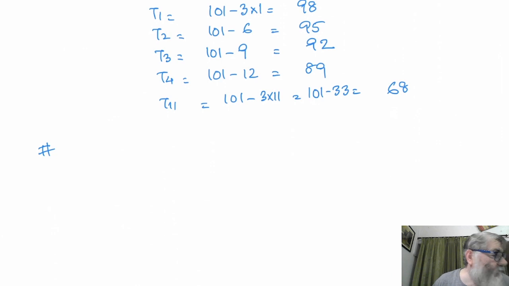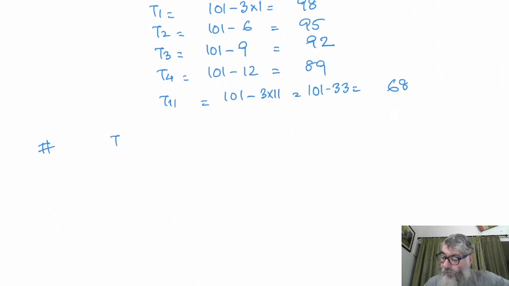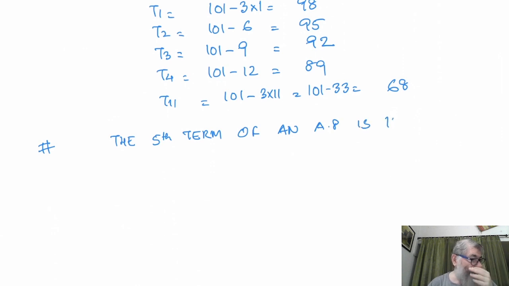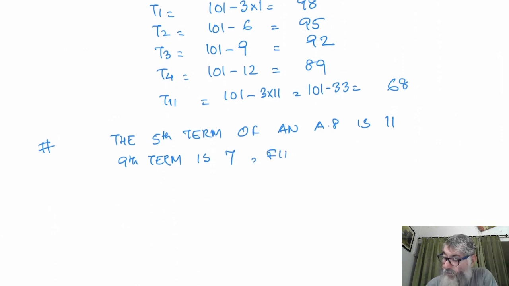The fifth term of an AP is 11 and the ninth term is 7. We have to find the 16th term.